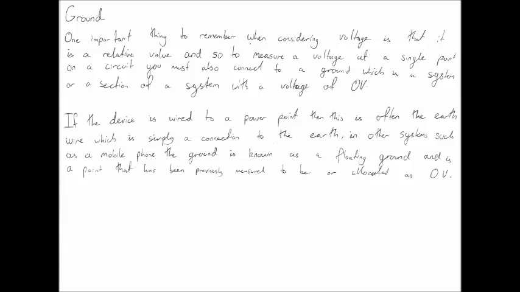If the device is wired to a power point, then this is often the earth wire, which is simply a connection to the earth itself. In other systems, such as mobile phones, the ground is known as a floating ground, is at a point within the circuit that is known to be or has been allocated as a 0-volt place. Well, this has been my summary on voltage.